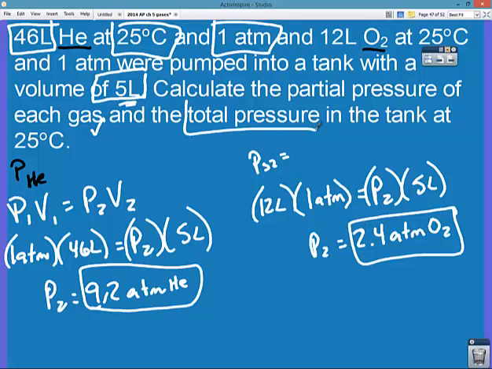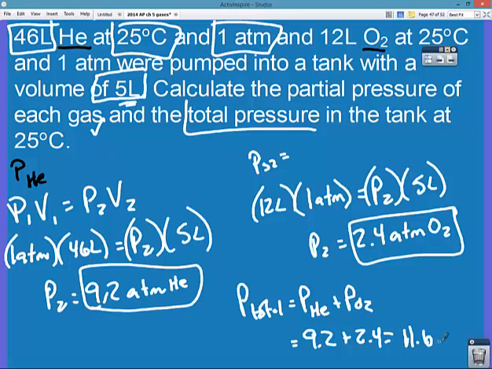Now we just need to find total pressure. So total should be the pressure of helium plus the pressure of oxygen. We know our helium and we know our oxygen. And that should give us 11.6 atm.